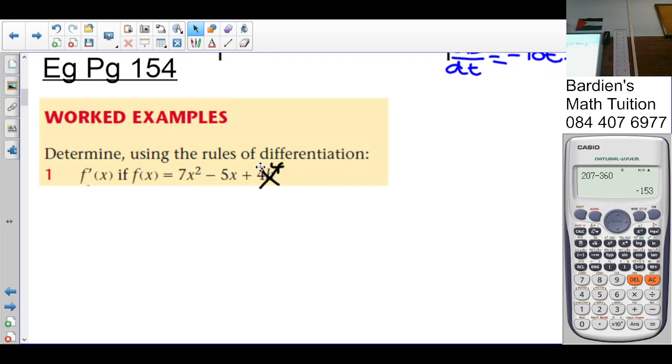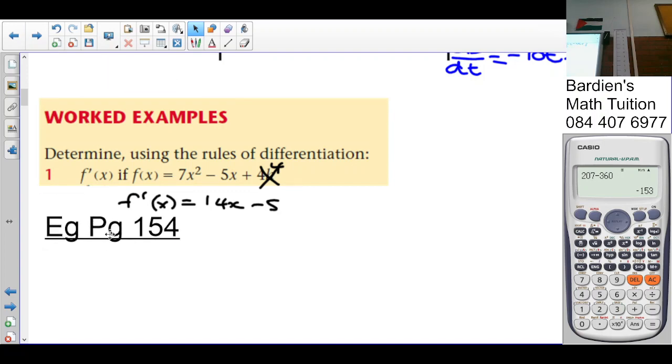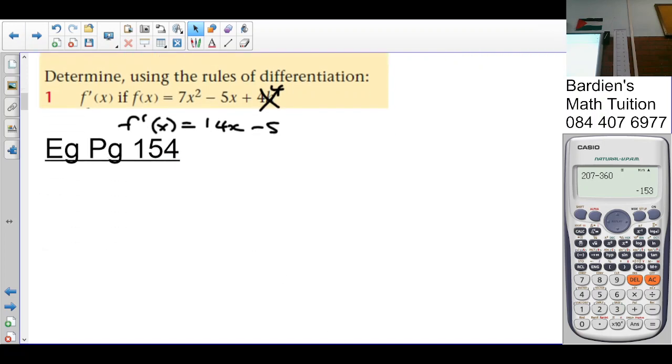Okay, so if I apply my derivative, what do I get? f prime x equals 14x minus 5. The derivative of a constant is 0. What does that 14x minus 5 mean? Okay, there we all go quiet again. Yes, a general gradient anywhere along the curve. Here's the next one.